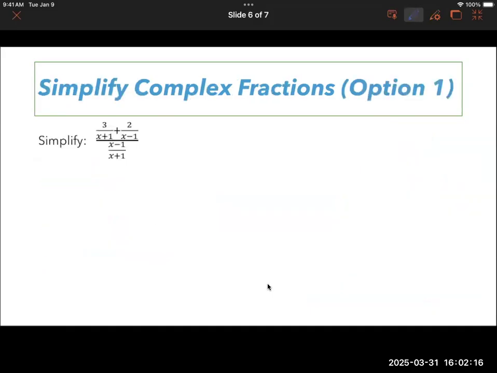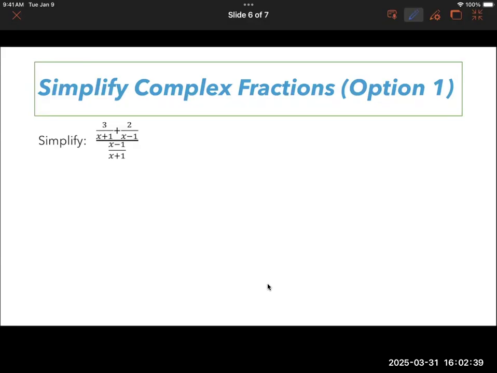All right, last type of problem is simplifying complex fractions, which is when you have fractions or rational exponents inside of another fraction structure. Okay, there's two ways you can go about this. And so I'm going to show you both options, and you can choose the one that makes the most sense and feels most comfortable to you.